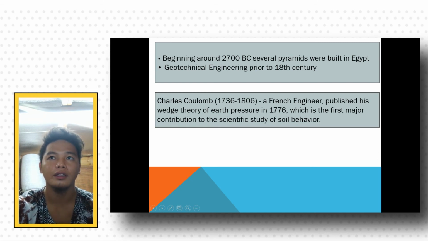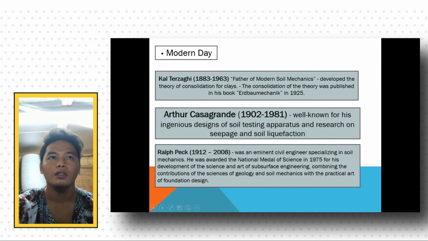Geotechnical engineering prior to the 18th century. Charles Coulomb, 1736 to 1806, was a French engineer who published the wedge theory of earth pressure in 1776. This was the first major contribution to the scientific study of soil behavior. Now, the modern day: Karl Terzaghi, 1883 to 1963, the father of soil mechanics, developed the theory of consolidation for clays. The theory of consolidation was published in his book Erdbaumechanik in 1925.